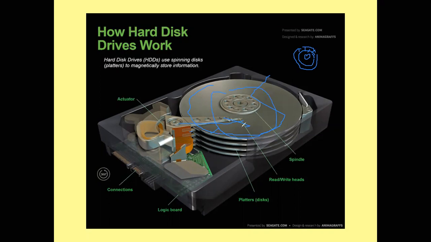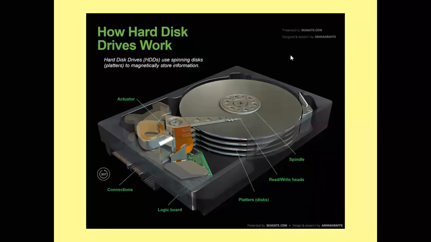Now, each of the read write heads will be aligned on the same track. That is, in each of the platters, the read write head will be aligned on the same track and on the same sector. Is that clear? So this is the structure of a hard drive.